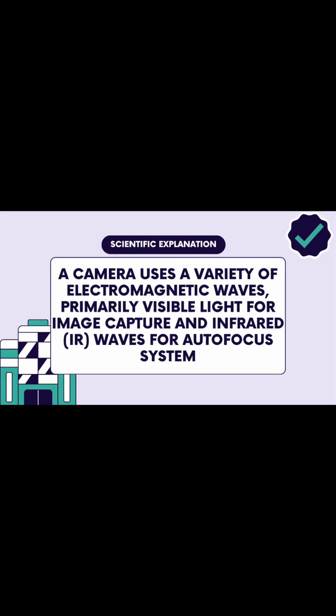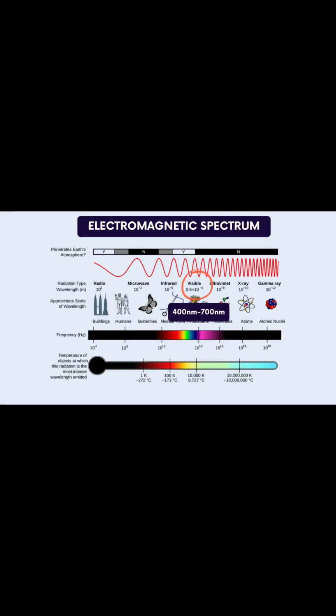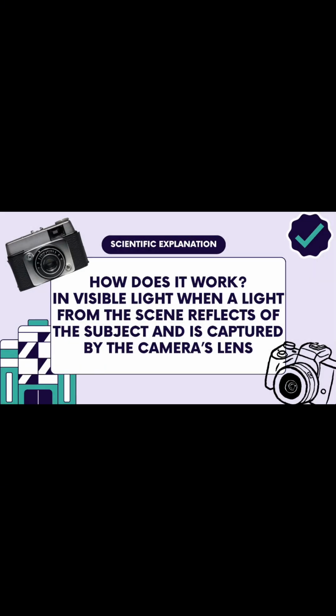A camera uses a variety of electromagnetic waves, primarily visible light for image capture and infrared or IR waves for the autofocus system. The camera has a visible light range of 400 nanometers to 700 nanometers. It is also near UV light, which is 350 nanometers to 400 nanometers, and near infrared, 700 nanometers to 1000 nanometers. How does it work?